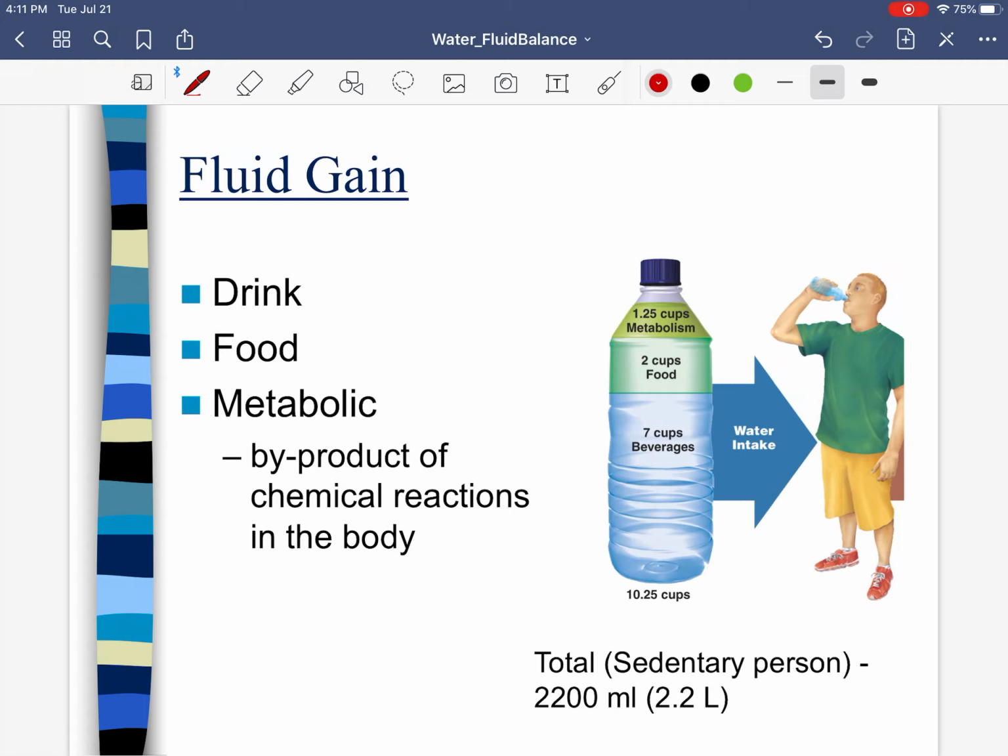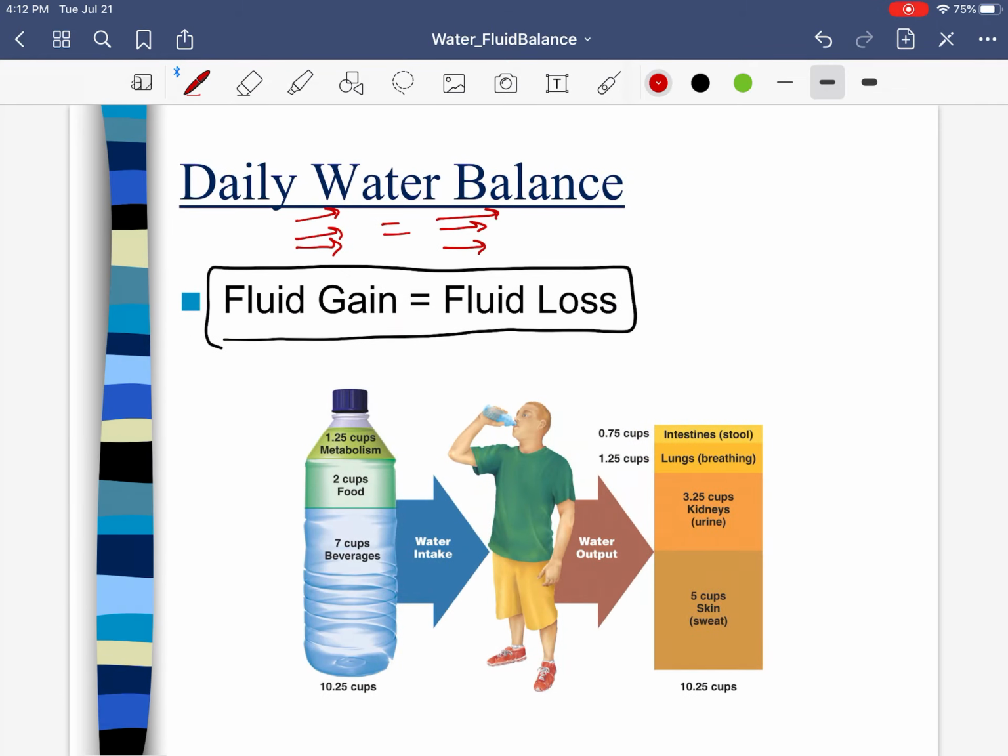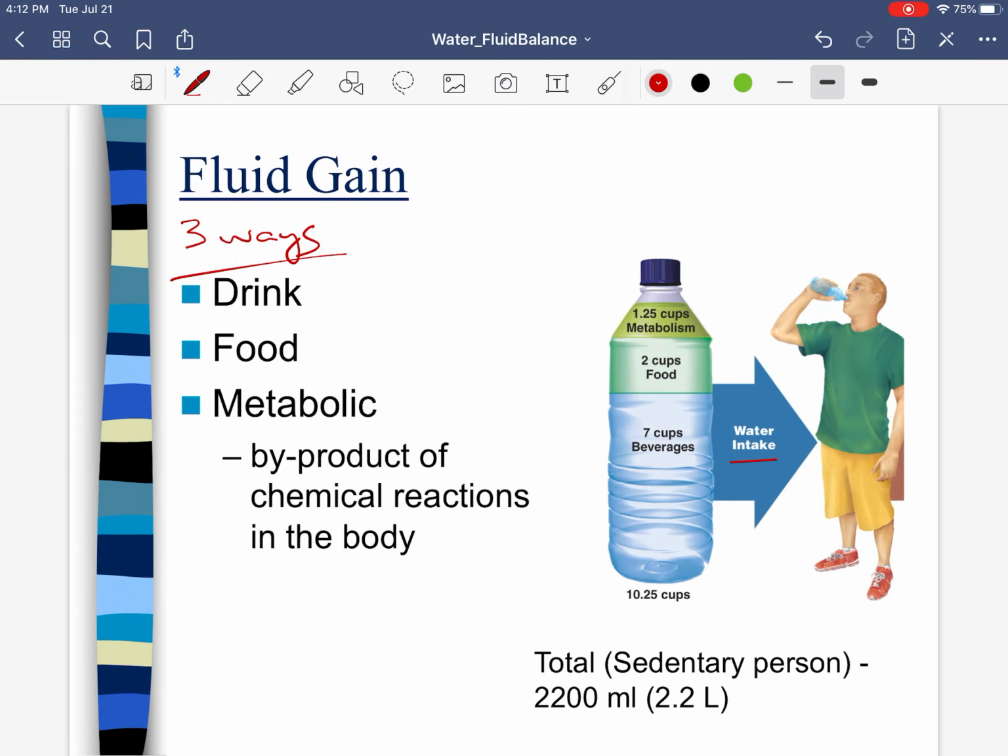All right, so I want to break this down. I want you to know the 3 ways that we bring fluid into our body. We're going to be very simplistic. We're going to talk about what are the ways that we bring in fluid, and then what are the ways that we get rid of fluid. And that'll help us to better understand this balance, right? This picture is not from your textbook, I don't think. It's from a different textbook that I've used. I just really like it because it's simple.